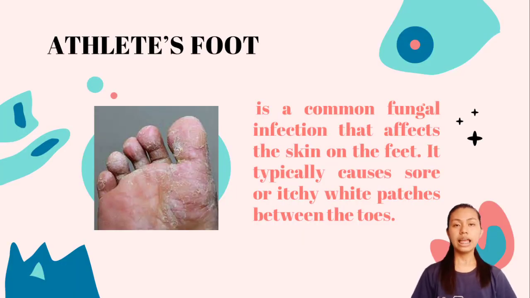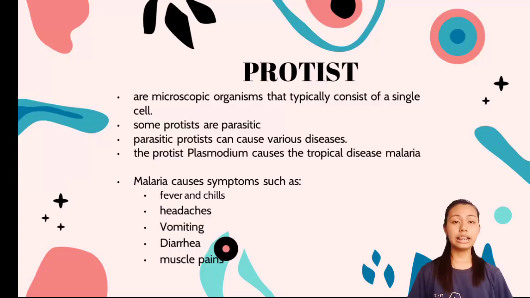Athlete's foot. Athlete's foot is a common fungal infection that affects the skin on the feet. It typically causes sore or itchy, white patches between the toes. People can contract athlete's foot through direct contact with someone who has the fungus or surfaces that have been in contact with the fungus. For example, an individual might contract athlete's foot after walking barefoot in locker rooms, showers, or swimming pools.